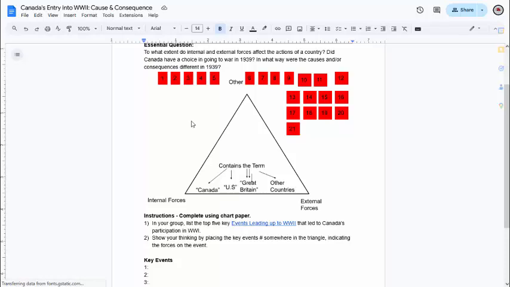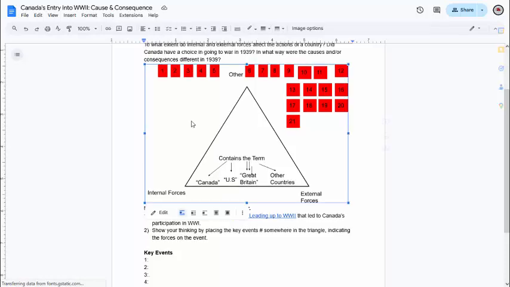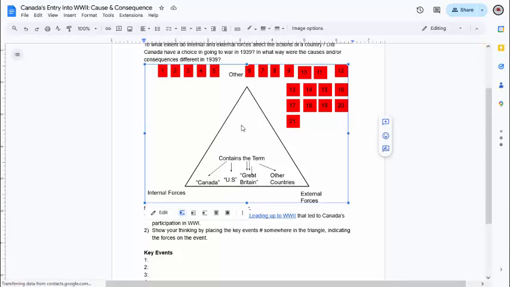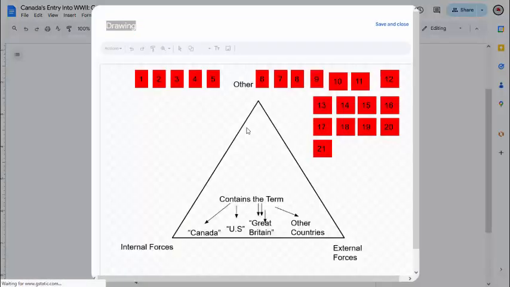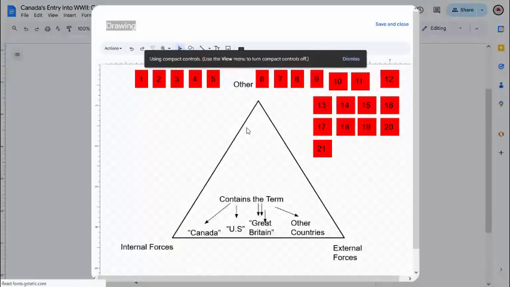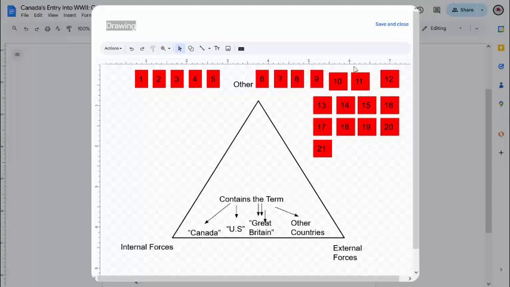please copy the triangle and the Google diagram in the middle of the document, and be sure to have your labels correct. On the left, you'll see it says internal forces. On the far right, it says external forces. And on the very top, it says other.